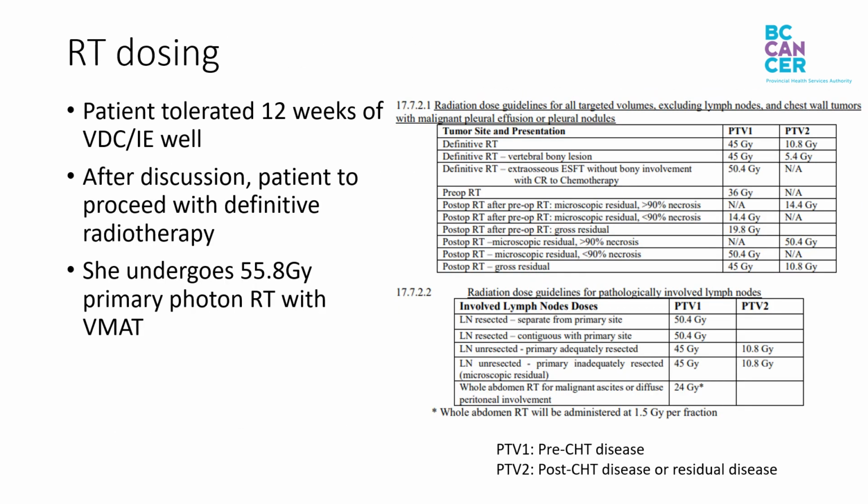In our case, patient tolerated 12 weeks of systemic therapy well, so after discussion, patient proceeded with definitive radiotherapy as she underwent 55.8 gray primary photon radiotherapy with VMAT. This is the dosing guideline from AEWS 0031 as well as 1031. And we can see that PTV1, which is pre-chemotherapy disease, should receive 45 gray, and PTV2, which represents post-chemotherapy or residual disease after systemic therapy, should get 10.8 gray boost for a total of 55.8 gray.